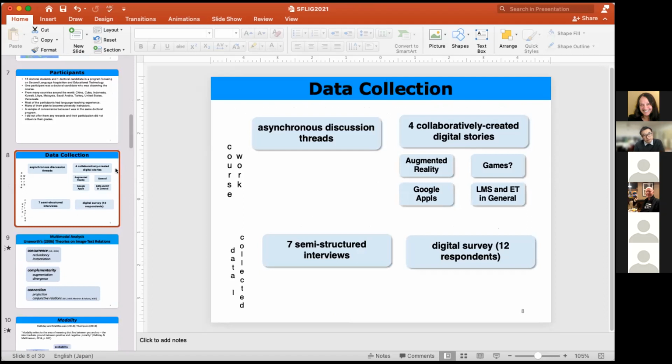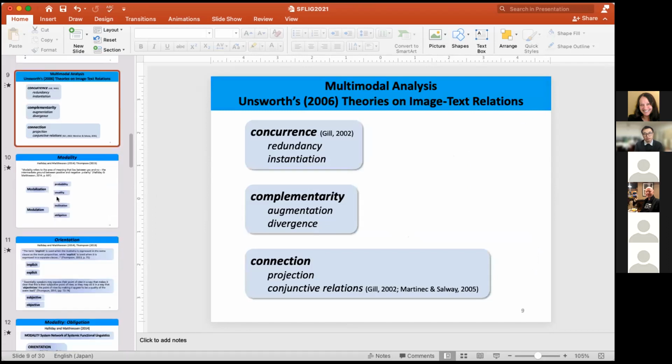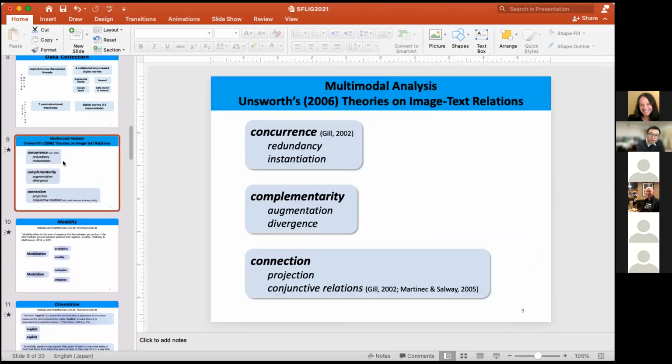And that's the data collection. The two at the top were coursework discussion threads and digital stories they collaboratively created, and that's where they expressed some of their beliefs about teacher practices. Then I added interviews. I randomly selected 7 people and made a digital survey, and 12 of them responded to it. This is a theory I used to look at the digital stories. Three aspects of Unsworth's theories on image-text relations were concurrence, complementarity, and connection.